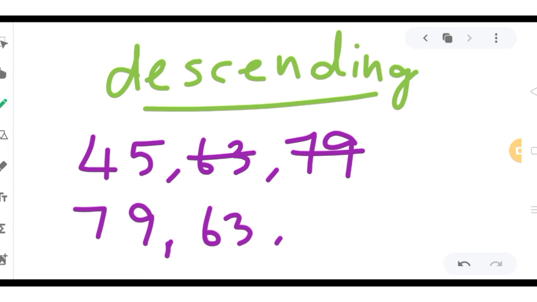So this is over. The only remaining number is 45. So that we should write at the last, 45. So now we have arranged the numbers from the biggest to the smallest. So what do we have to say? Descending order. 79, 63, 45. Okay, let's see the next one.